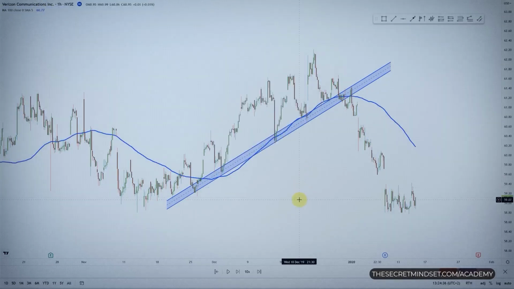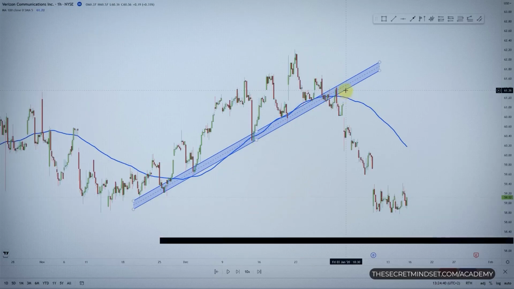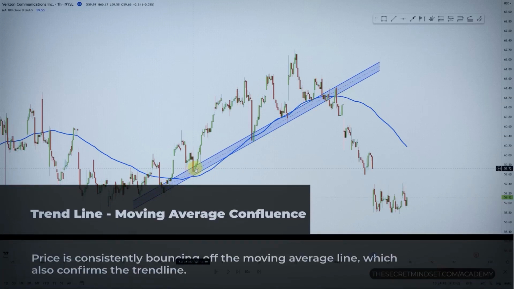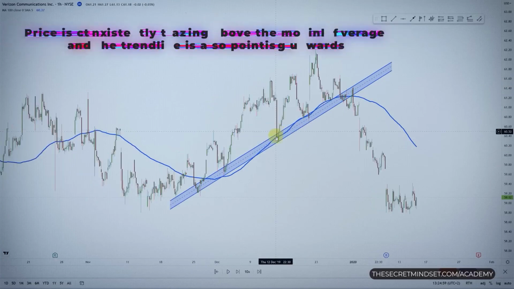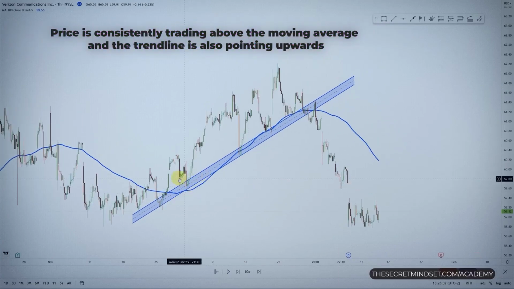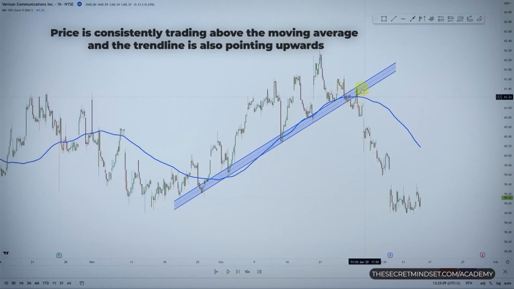Let's say we're looking at a chart and we've drawn a trend line on the hourly time frame. This line represents the overall direction of price over the past days. If we add a moving average to the chart, we can see that the price is constantly bouncing off the moving average line, which also confirms the trend line. Another example is when the price is consistently trading above the moving average line and the trend line is also pointing upwards. It gives you a better indication of the bullish trend.